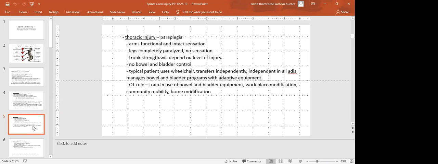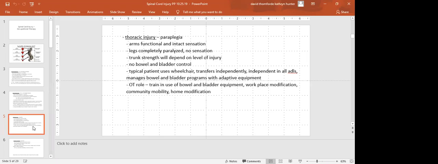Next, somebody who has an injury in the thoracic area would be considered a paraplegic. Again, legs completely paralyzed. The trunk strength will depend on the level of injury. If it's a higher level, they may not have trunk stability. If it's a lower level, they may have some trunk stability, and no bladder and bowel control. So this patient, who's likely to use a wheelchair, should be able to transfer independently, should be independent for other ADLs, and should be able to manage a bowel and bladder program if they have adaptive equipment.